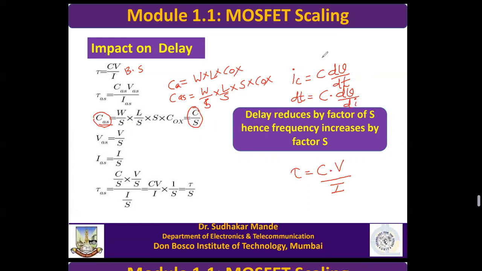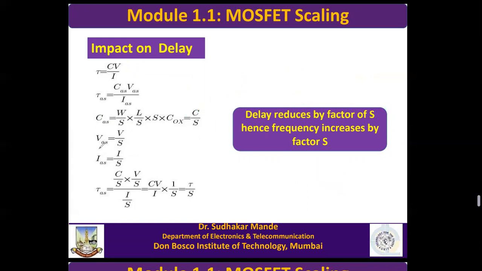C by S, can you see this? It reduces by factor S. And voltage, because of scaling, also reduces by factor S, V by S, and current also reduces by factor S. So if I substitute all C dash, V dash, and I dash in this equation, I get delay after scaling, that is tau by S. Therefore, I can say that delay reduces by factor of S. And if delay reduces, then frequency increases. That's the reason I told you that as we make MOSFET smaller and smaller, its frequency increases.